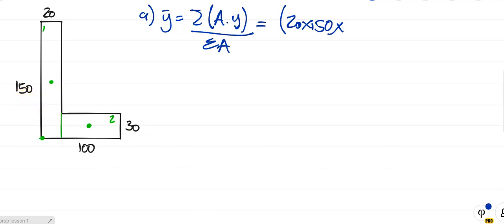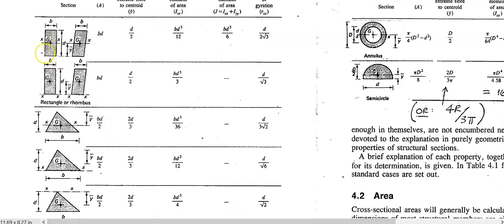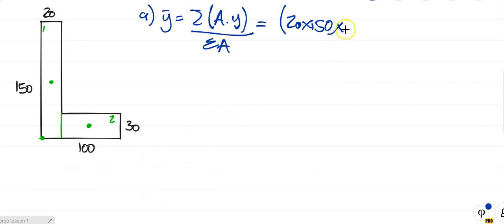Why is it 150 over 2? Because from this table over here, the distance to bar Y there is D over 2. And what's D? D is the full depth of the section. That's why we do that, because that tells us to do so. So it's times 75 plus. Why plus? Because it's the sum of.